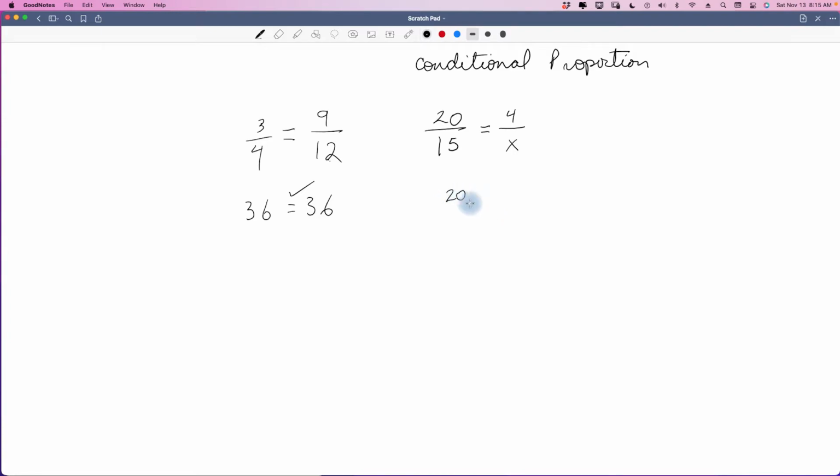So 20 divided by 5 is 4. 15 divided by 5 would be 3. So if you can get there this way, that works too. The problem is you're going to be dealing with some really difficult numbers at some point, and it's not going to be so obvious. And you're going to have to rely on cross multiplication in order to solve your problem, because then you don't have to guess at what the divisor is. The calculator will tell you.